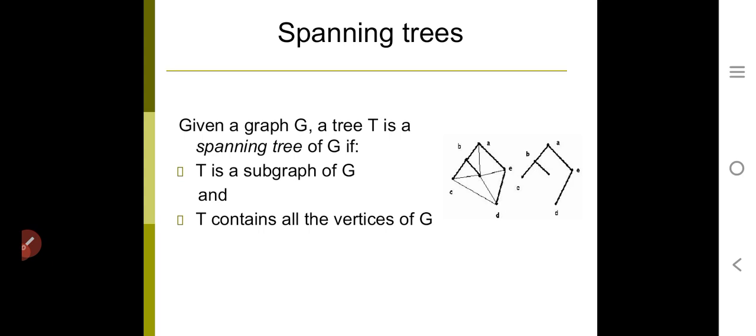So we make another graph and name it capital T. Then we analyze the two graphs. T is a subgraph of G. That is the first point. It is a subgraph of the main graph G, and it also contains all the vertices of G in the graph T. So this is known as a spanning tree.